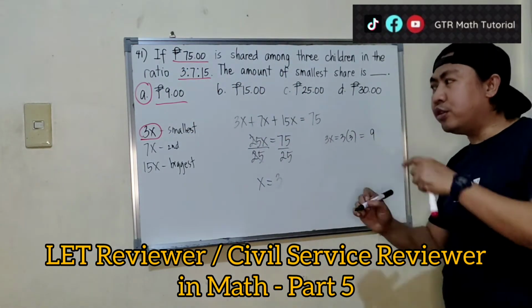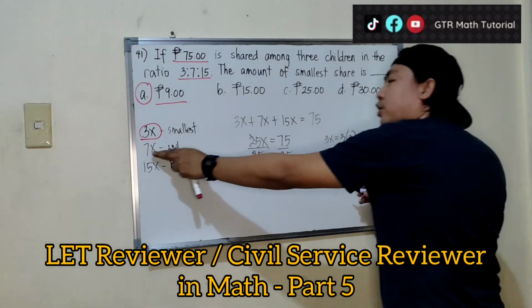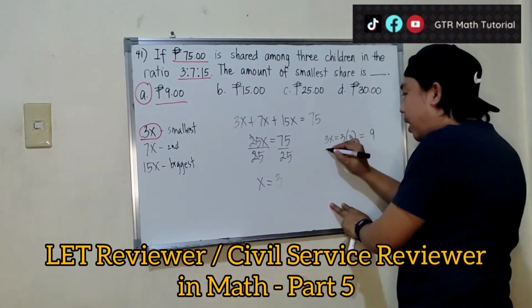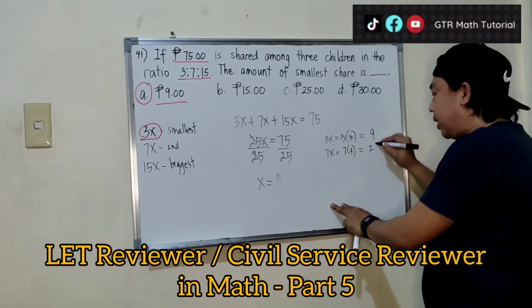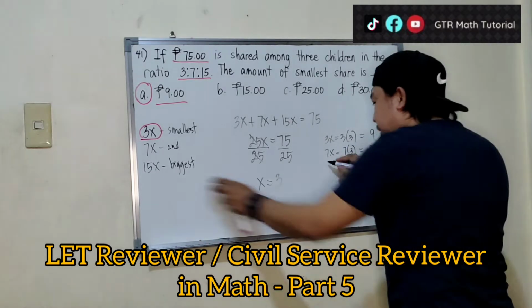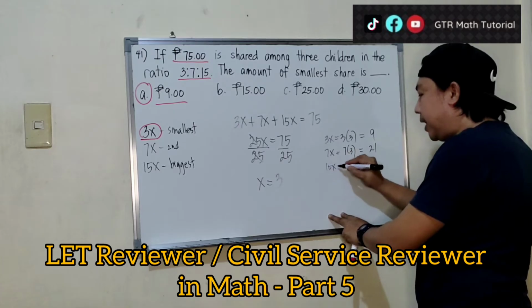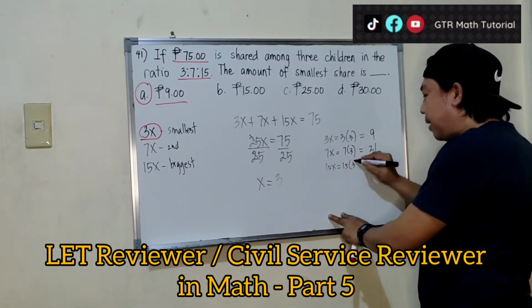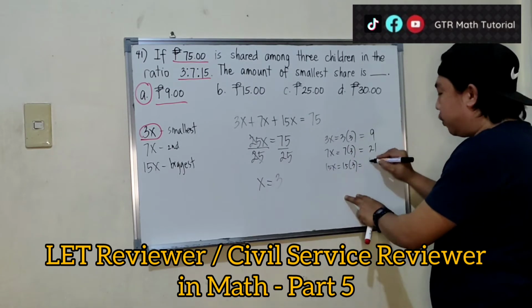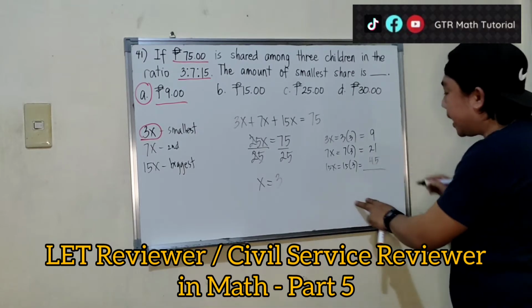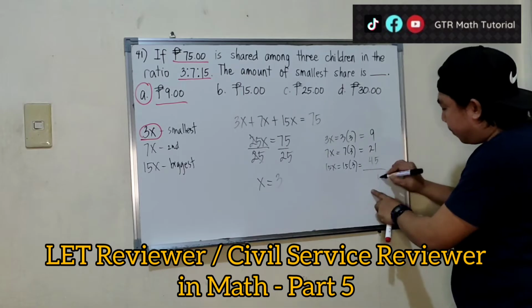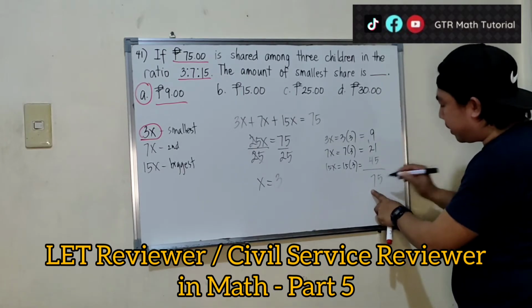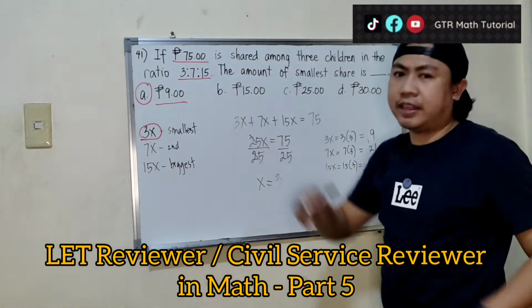So, kung gusto nyo kunin yung share ng bawat isa, ito yung share ng bawat isa. So, yung pangalawa, 7x is 7 times 3. So, we have 21, and then the biggest share is 15x. So, we have 15 times 3. So, that is equal to 45. So, pag inadd natin yan, so that is 9 plus 21 is 30, plus 45, 75. So, total is 75.